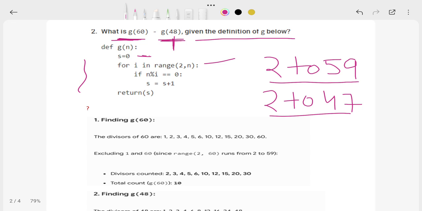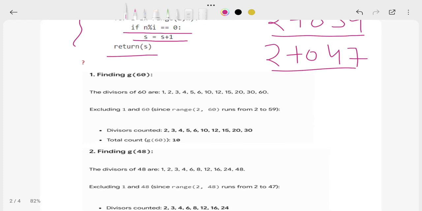So every time, if n divided by i has remainder 0, then increase the value of s is equal to s plus 1, and return the value s. So what is the meaning of this actually? If you see, you are finding the total divisors of 60. So total divisors of 60 are 1, 2, 3, 4, 5, 6, 10, 12, 15, 20, 30 and 60. Out of these I will remove this value and this value.